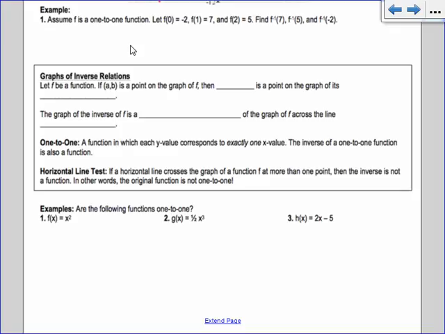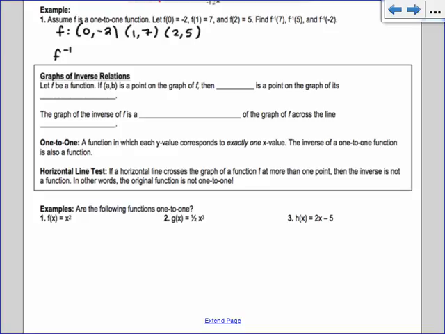So it says assume f is a one-to-one function. So a one-to-one function is just a function that has a unique inverse. Let f of 0 equal negative 2, f of 1 is 7, f of 2 is 5. Find f inverse of 7, f inverse of 5, and f inverse of 2. So for the f function, what this means is I have the point 0, negative 2, right? f of 0 is equal to negative 2. And I have the point 1, 7, and I have the point 2, 5.